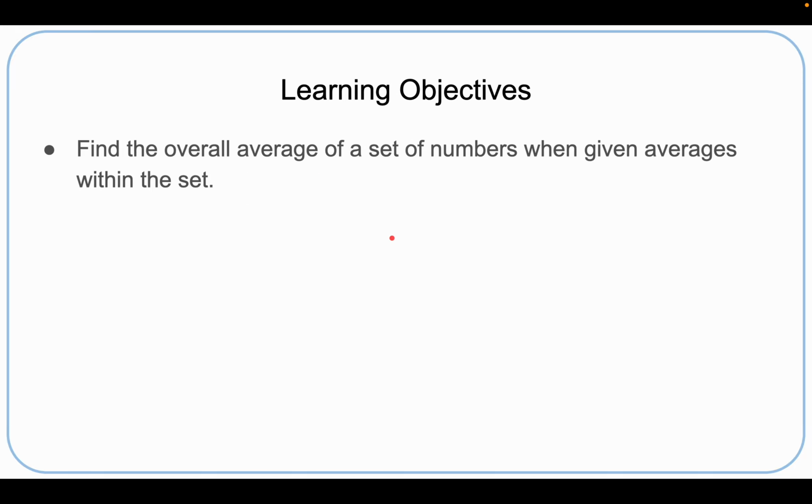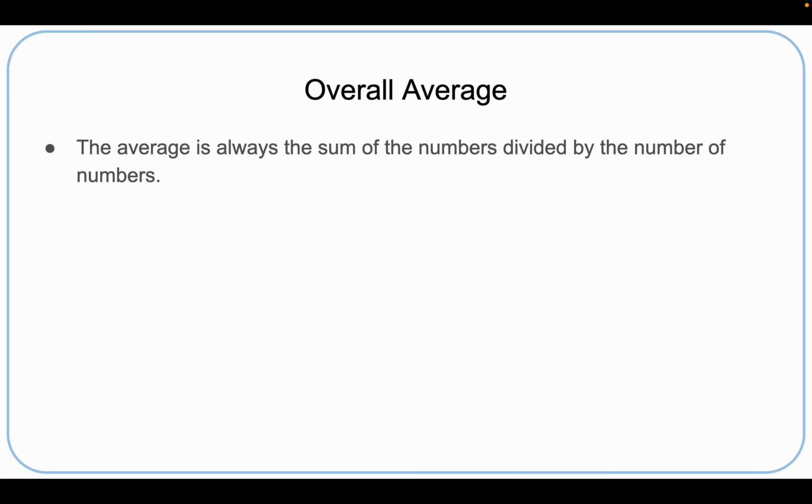So our learning objectives today are to find the overall average of a set of numbers when given averages within that set. And as a reminder, the average is always the sum of the numbers divided by the number of numbers.